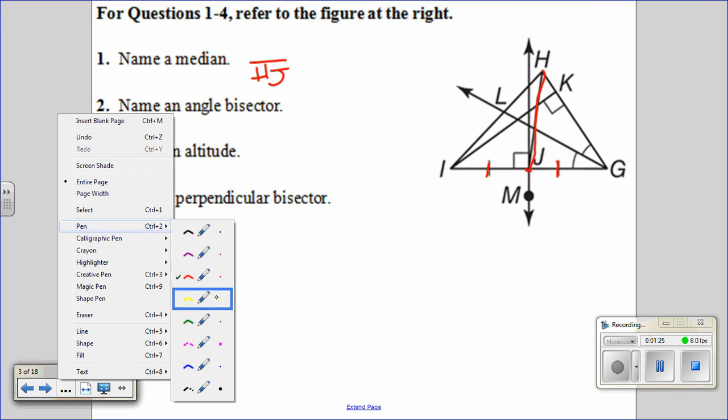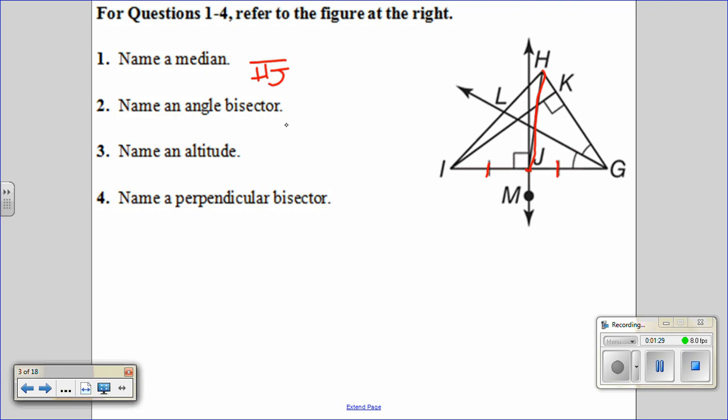An angle bisector has to cut an angle into 2 congruent angles. So I see 2 congruent angles here and here. So that means this segment separating them would be the bisector, and that segment would be called LG or GL.